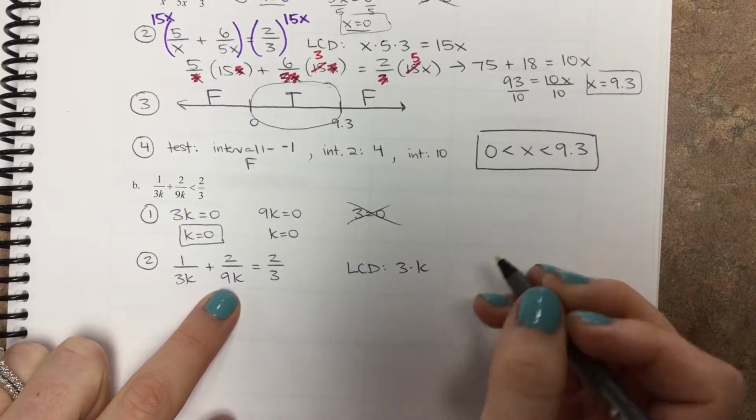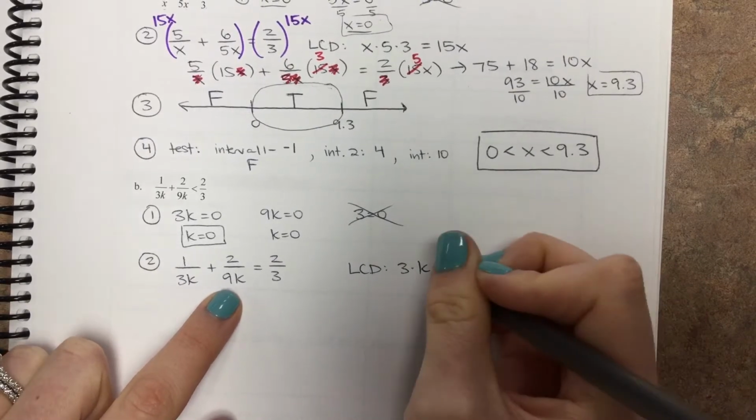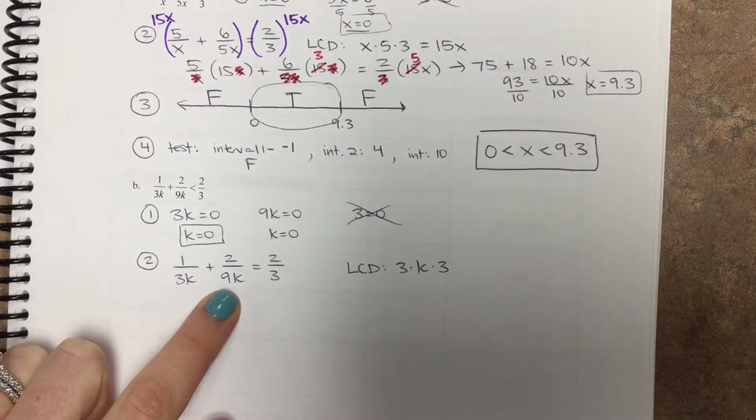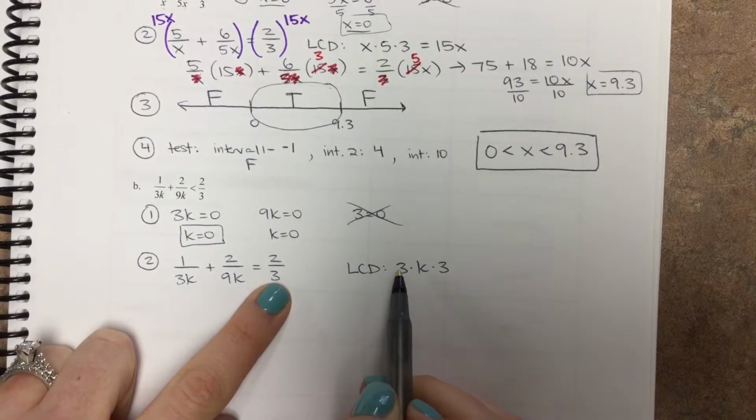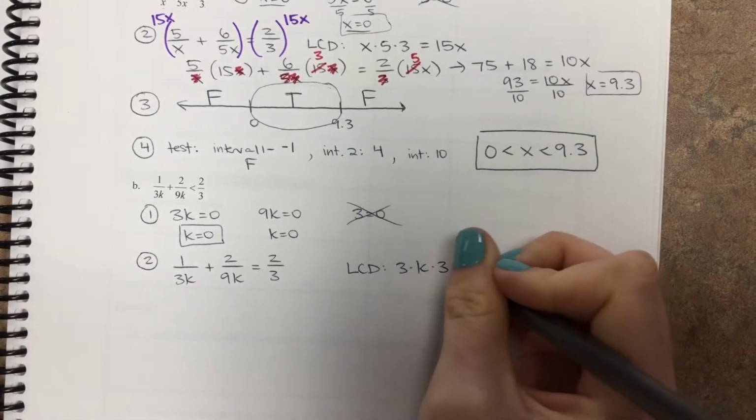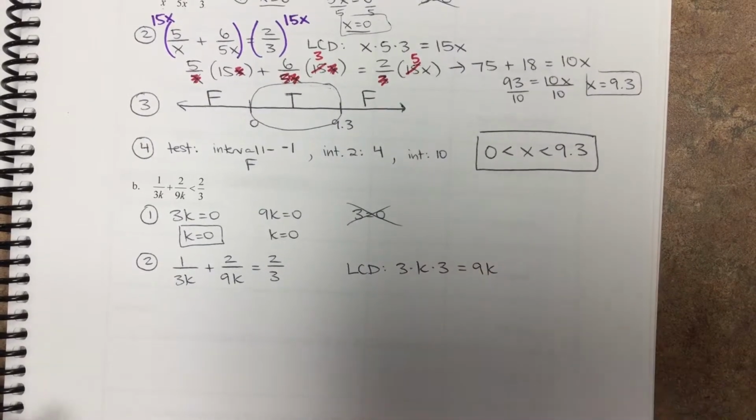Remember, 9 breaks down to 3 times 3. So we already have a 3, so we just need to multiply in another copy of 3. And we already have a k, so I don't need another one. And with this denominator, I already have a 3, so I don't need another one. So my LCD is a 9k.